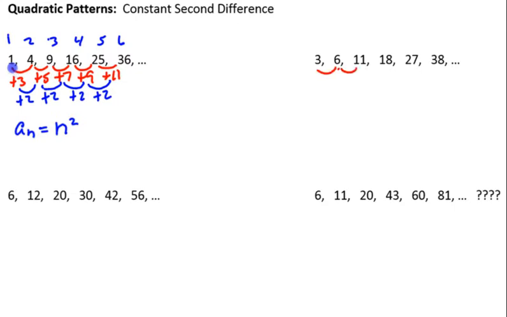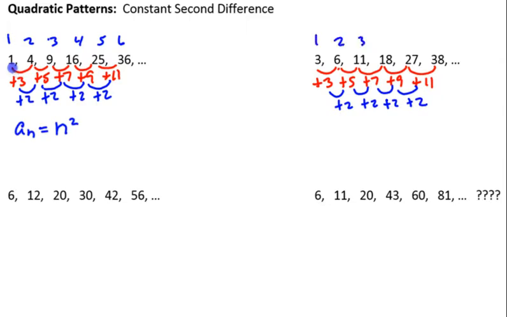This one, we see the same pattern where we're adding plus 3, plus 5, plus 7, plus 9, plus 11, and we have that constant second difference, plus 2, plus 2, plus 2, plus 2. So that means that there is an n squared in the rule. So I'm going to number the terms. So a sub n equals n squared.